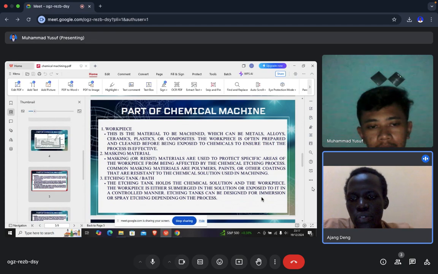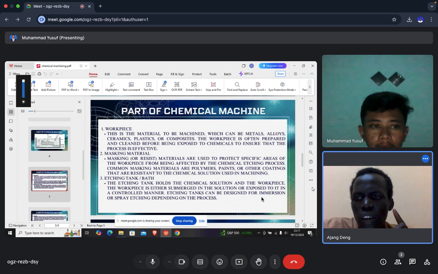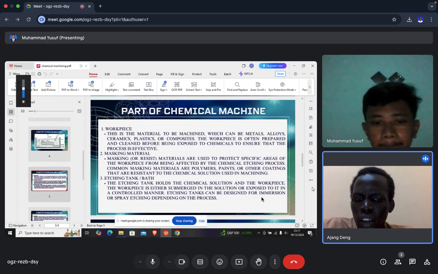Now we have masking materials. Masking, or we can call it a resist. Masking materials are used to protect specific areas of the workpiece from being affected by the chemical etching process. Common masking materials are polymers, paints, or other coatings that are resistant to the chemical solution in machining. Let's not forget the reason why we do masking is to not have a chemical reaction on the areas of the workpiece that we don't want to be machined. That's why we have masking materials like paint and polymers.